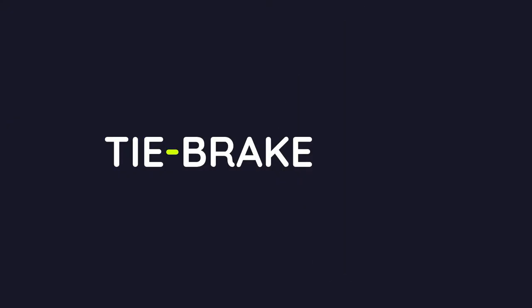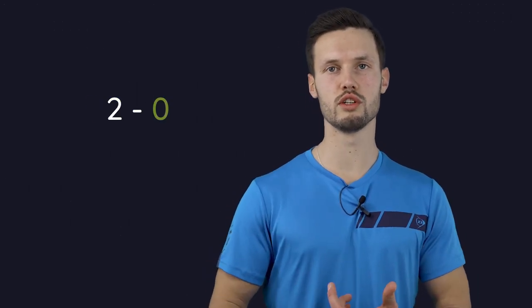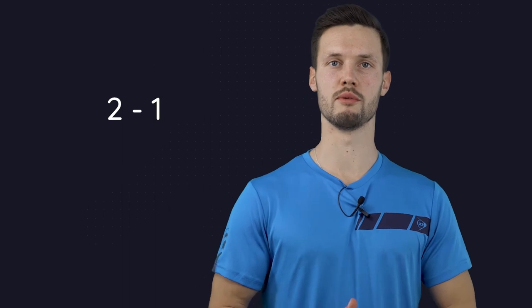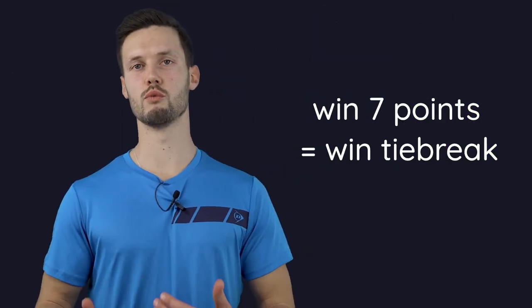Let's go back to the tiebreak. The tiebreak is played at the score of 6-all in a set. Now, in the tiebreak, every point counts singular again. So we are counting 1-0, 2-0, 2-1, and so on. You win the tiebreak if you make 7 points. So you can win it 7-1, 7-2, or all the way up to 7-5.